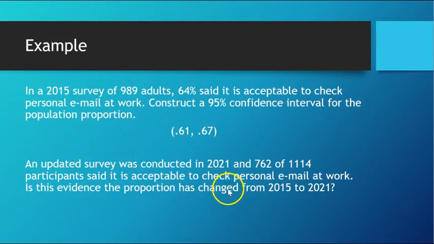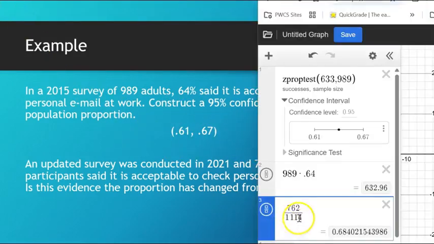And now we have an updated survey 6 years later. It says 762 of 1114 said it's okay. And we want to know if this gives us evidence that the proportion has changed. So basically we want to know, is this percentage outside of our original interval? So 762 out of 1114 is 0.684 or 68%. That's outside of our original interval. So that means yes, this does give me evidence that the proportion has changed because it doesn't fit in my original interval.